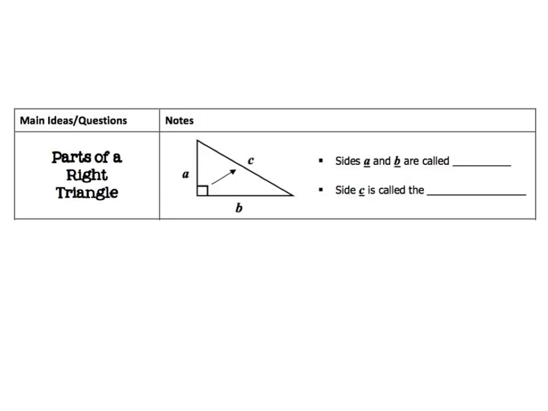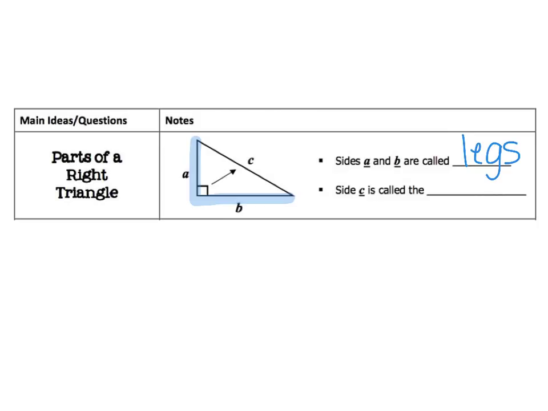Alright, so the last thing we're going to talk about today are right triangles. So what we need to know are all the different parts of right triangles. So first off, we want to identify what the sides are called. So if we have a right triangle that looks like this, where we've got sides A, B, and C, we need to know that sides A and B, the sides that are attached to the right angle, are called the legs. Alright, so those are the legs of your right triangle.